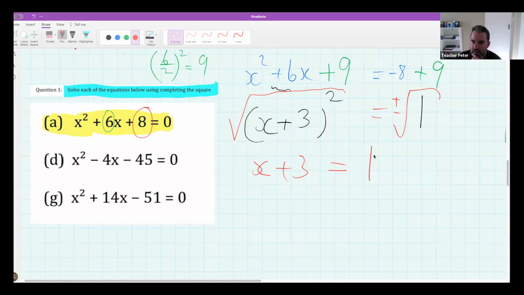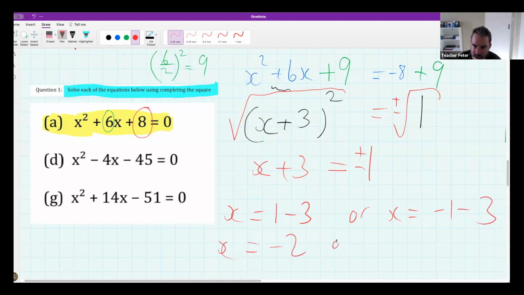So when I bring it, it's plus or minus 1 here, so be careful. So the one answer is going to be 1 minus 3, and the other answer is going to be -1 minus 3. So x is -2 or x is -4.